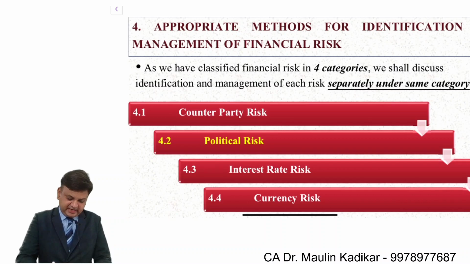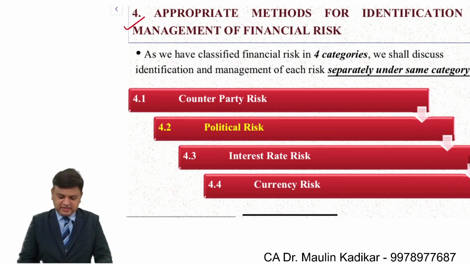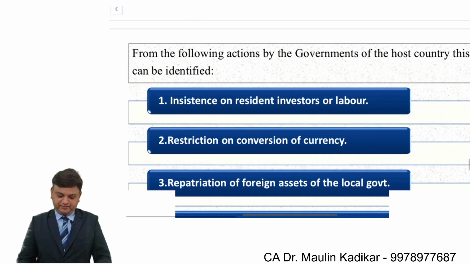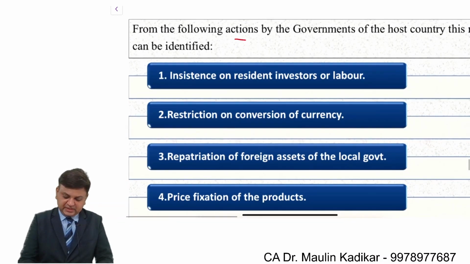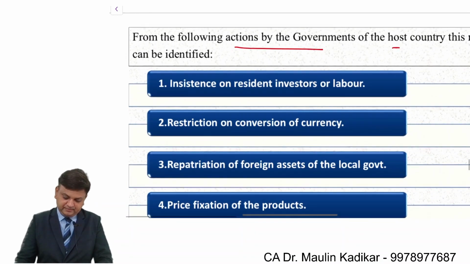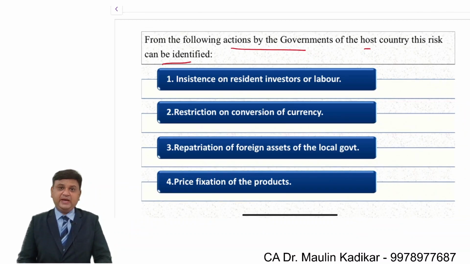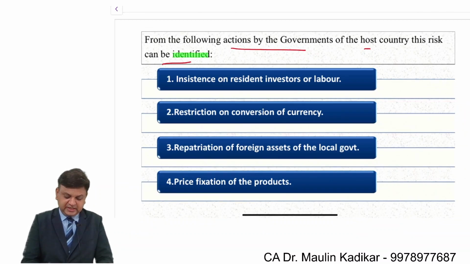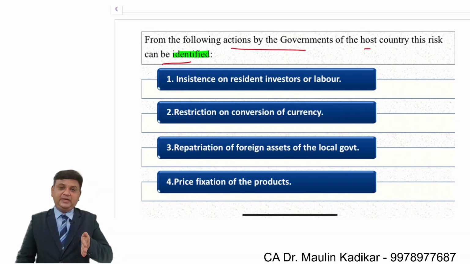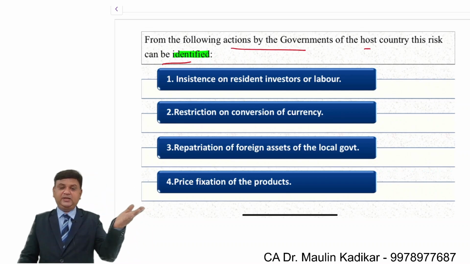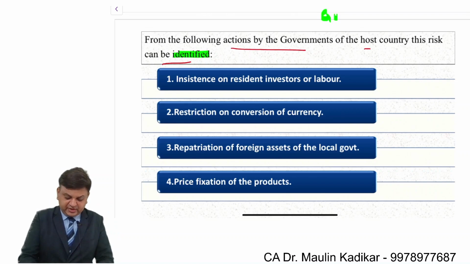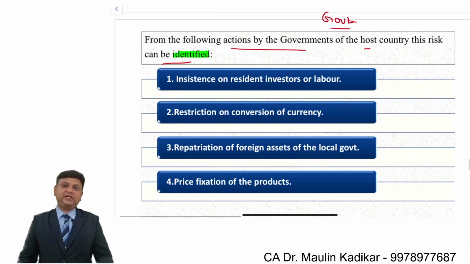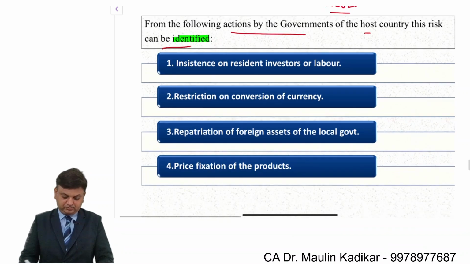Now with the same slide, appropriate methods in political risk. Following actions by the government of its host country, this risk can be identified. So over here they are focusing that if you have made an investment overseas and the government of that host country is doing something like this, then in that case you have to understand that you are at risk.